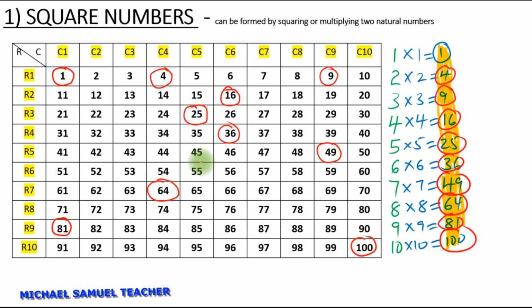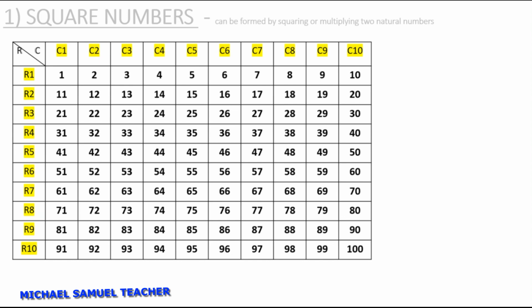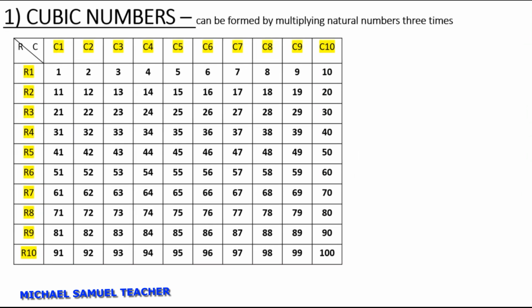So if you have numbers beyond 100, say 11 times 11, you get 121. 121 becomes a square number, and so on. So I believe that is okay to all my viewers. So allow me, we move to the next one, which is cubic numbers.